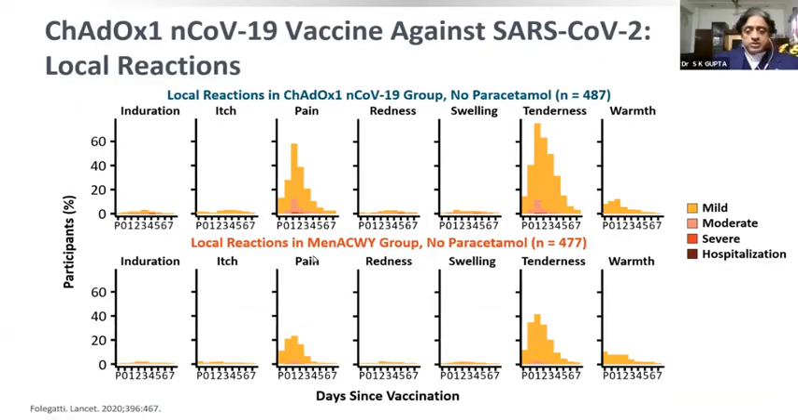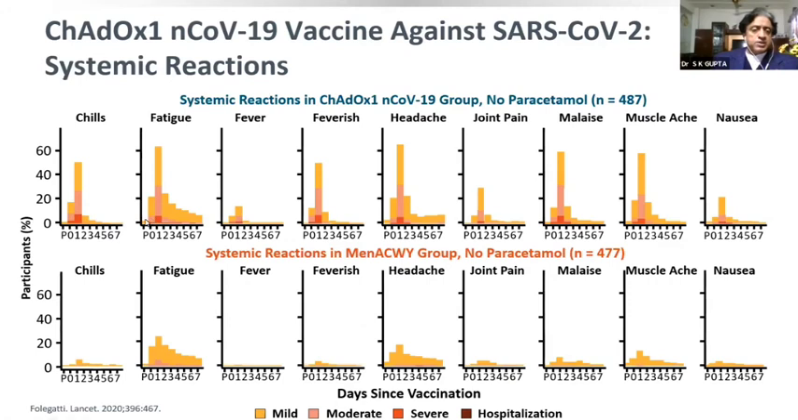And you can see the local reactions. The important thing is the legend, because the yellow color shows the mild symptoms, and the dark color shows the severe symptoms. You can see hardly any red colors. They have been mild in duration: pain, redness, swelling, tenderness, warmth, and they all responded to paracetamol. Systemic reactions in the form of chills, fatigue, fever, feverishness, headache, joint pains, malaise, etc. were also pretty mild, and they occurred in the initial 1 or 2 days. And there were hardly any severe reactions or hospitalization.